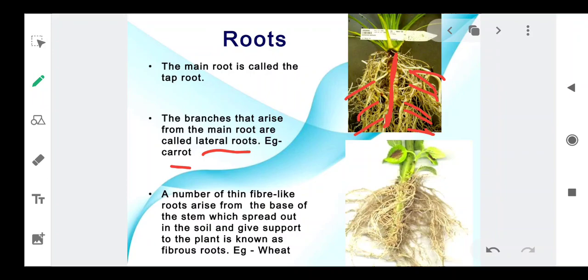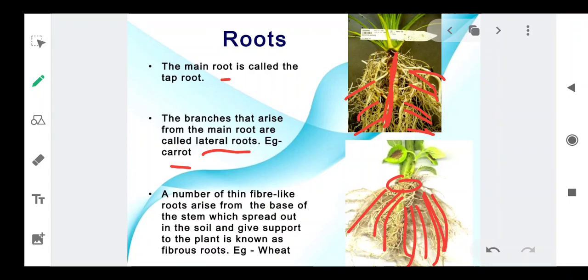The number of thin fiber-like roots that arise from the base of the stem, which spread out in the soil and give support to the plant, are known as fibrous roots. Example, wheat. In the wheat plant, from the base, lots of branches, lots of fiber-like structures are coming out. This type of root is known as fibrous root. Whereas the main root is only one root. If a plant has only one root, then it is known as taproot.